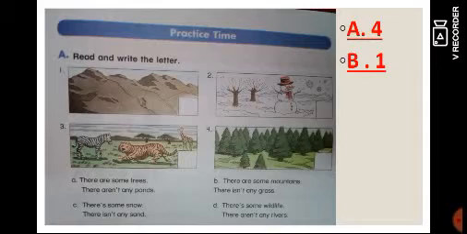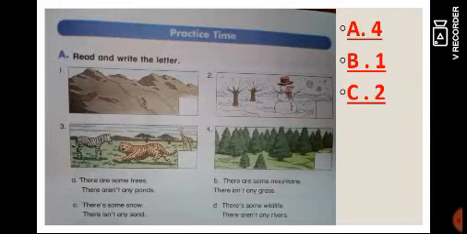B with 1. There are some mountains, there isn't any grass.